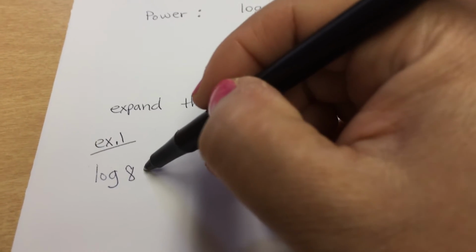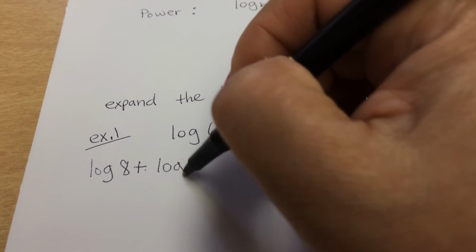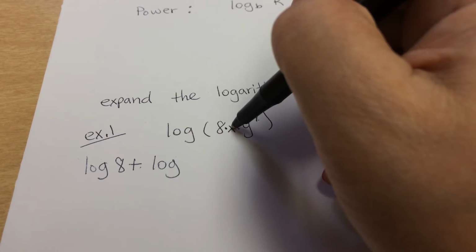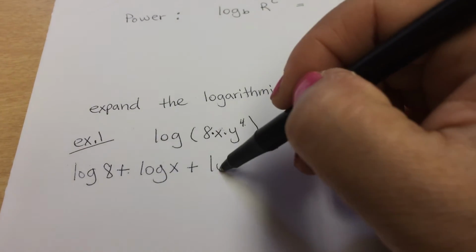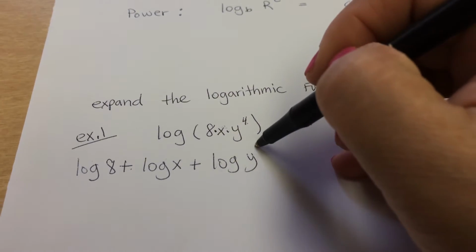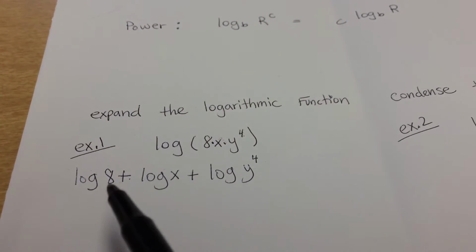Times 8 plus, because we're expanding, turning multiplication into addition: log base 10, and then I'm going to distribute this to the x as well. So x plus log base 10, and then y to the 4th power right there. Okay? So now we're going to take this and expand it further.